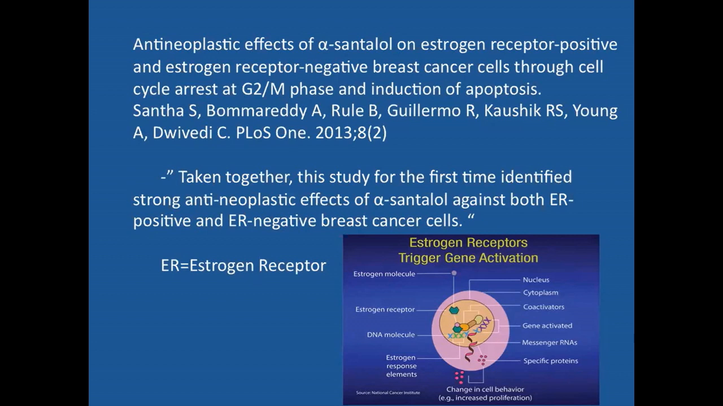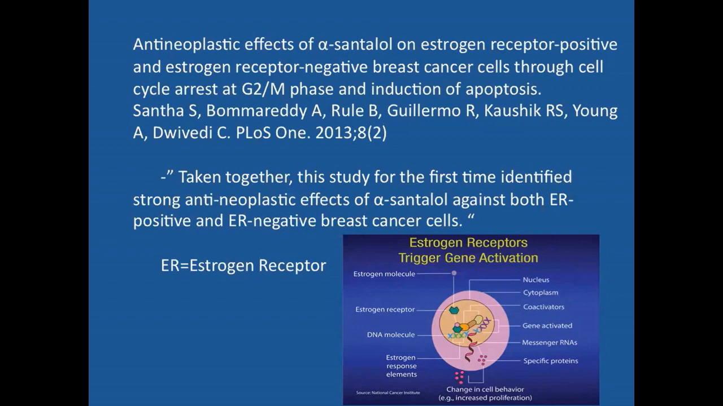So it's also indicated for both estrogen receptor positive and estrogen receptor negative breast cancer cells, because there are different types of breast cancer that respond differently. Some are estrogen sensitive and others come from different sources. So using the sandalwood could be a beneficial way of addressing that from a multiple hit perspective. So taken together, this is a quote from the abstract. This study for the first time identified strong anti-neoplastic effects of alpha-santalol against both estrogen receptor positive and estrogen receptor negative breast cancer cells. So that's what the ER stands for.